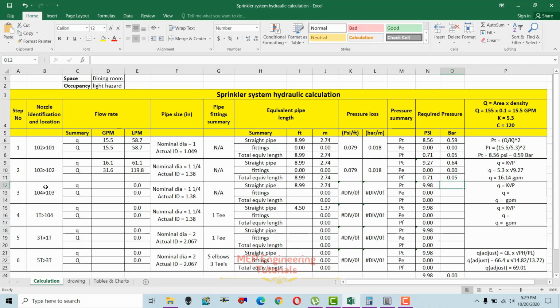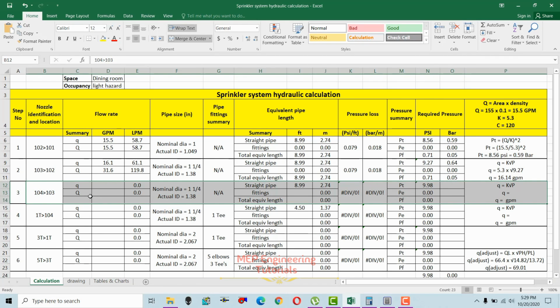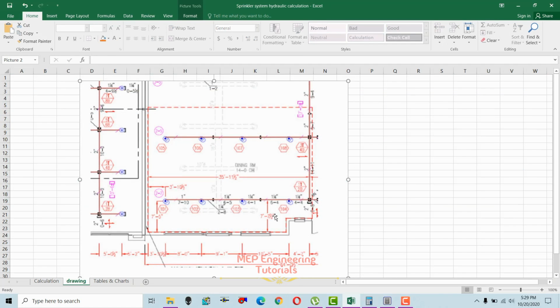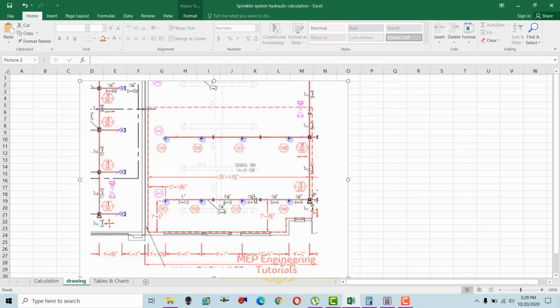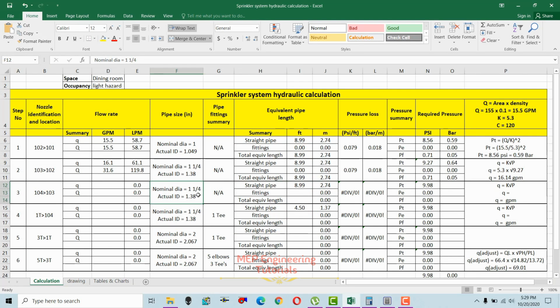So let's move to the third section, that is 104 to 103. If we move back to the drawing, that is 104 to 103. So again we have length is 8.99 feet, convert this into meter, and pipe size is again the same, that is 1/4. So 104 to 103 we have this sprinkler, and size is 1/4, that is equal to 1.38 inches internal diameter, and again no fittings, so 0.